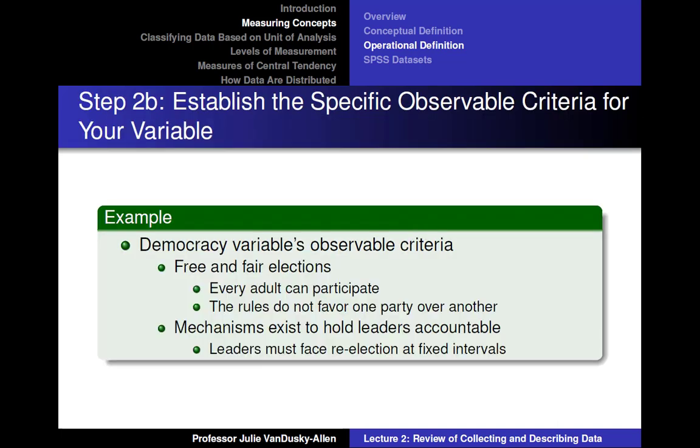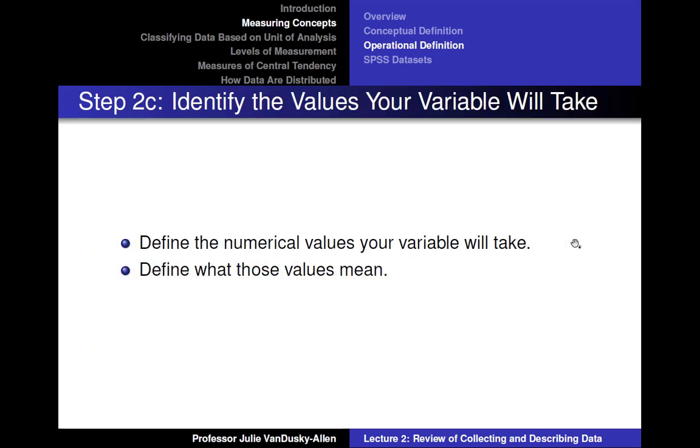The next step is establishing the specific observable criteria for your variable. For example, if we were measuring democracy and we wanted to measure elections, we would specifically examine whether a country has free and fair elections, where every adult can participate and the rules do not favor one party over the other. In addition, we would want to make sure leaders are held accountable. One observable and measurable way leaders can be held accountable is having to face re-election at fixed intervals.